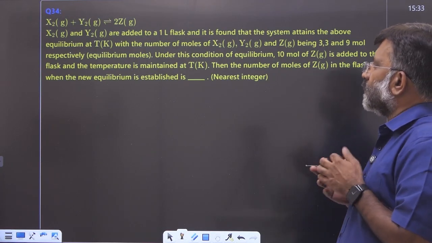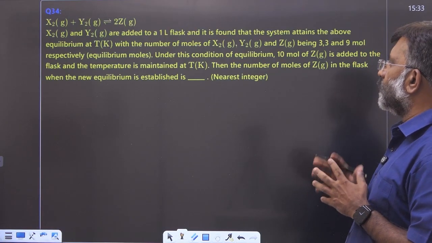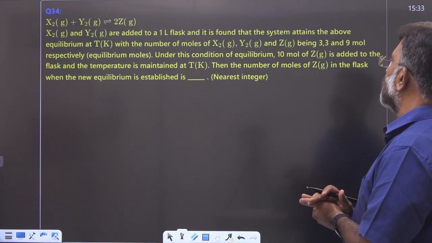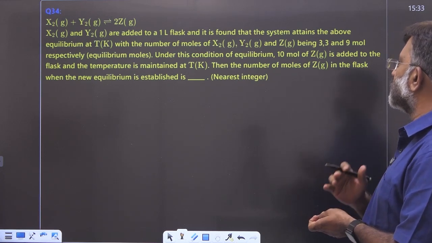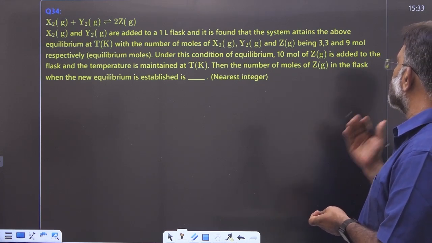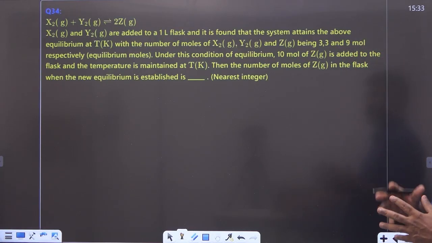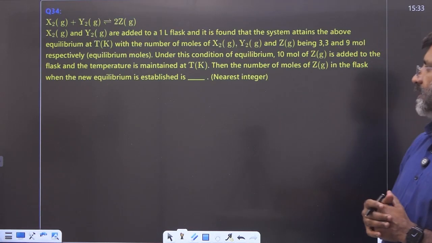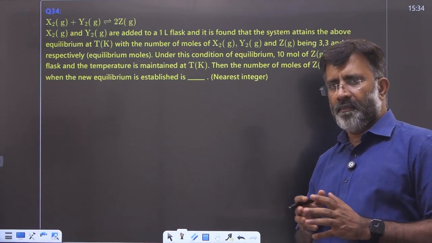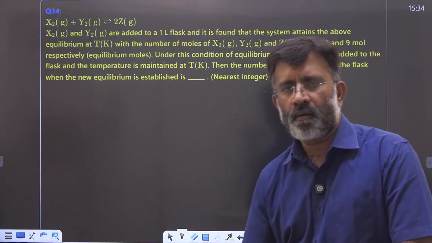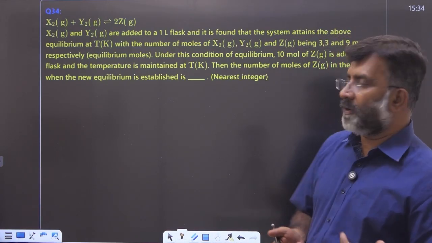X2 gas, Y2 gas, 2Z gas. X2, Y2 are added to a 1 liter flask, and it is found that the system attained the above equilibrium with the number of moles of X2, Y2 and Z being 3, 3, 9. Under this equilibrium condition, 10 mole Z is added to the flask and the temperature is maintained. So that means when temperature is maintained, there is no change in the equilibrium constant. Then the number of moles of Z in the new equilibrium.